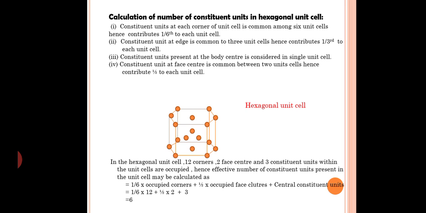Hence, the effective number of constituent units present in the unit cell will be 1/6 into occupied corners, 1/6 into 12, because there are 12 corners, plus 1/2 into occupied face centers, which is 1/2 into 2, because there are 2 face centers, plus the central constituent units, which is the body center, which is your 3. It's already written there at the top. So if you calculate, you will find the number of constituent units in a hexagonal unit cell, that is the value of Z, is 6. Got it? In this way, we got the value of Z in a hexagonal unit cell.